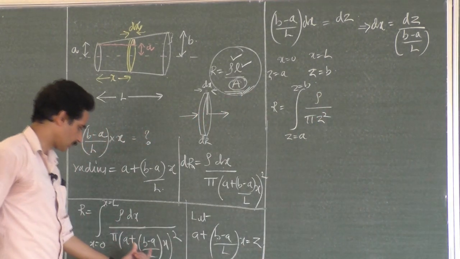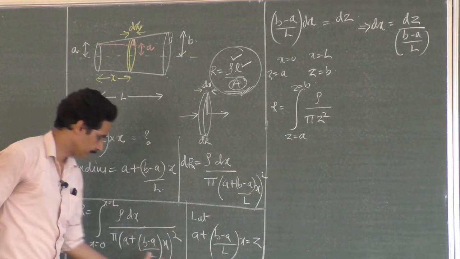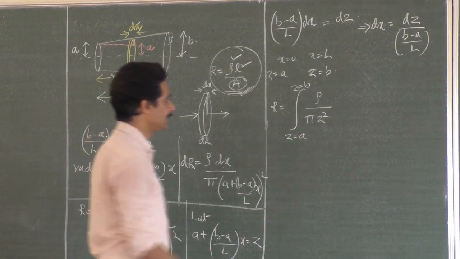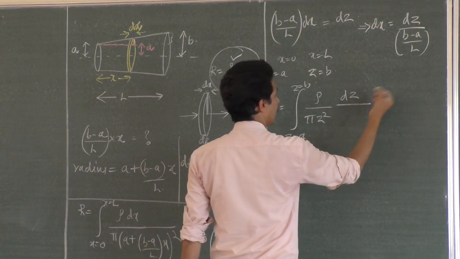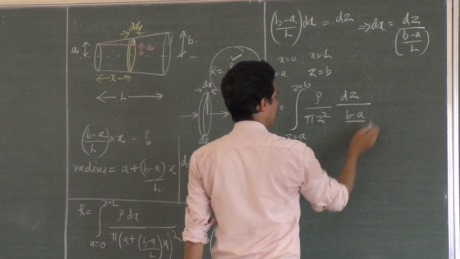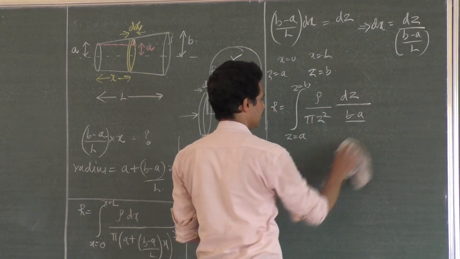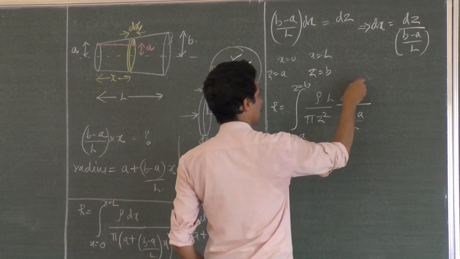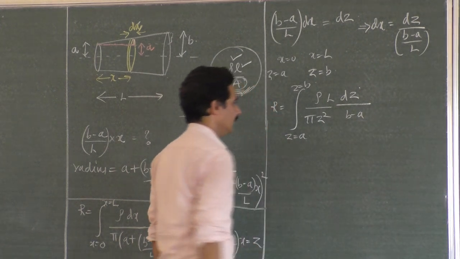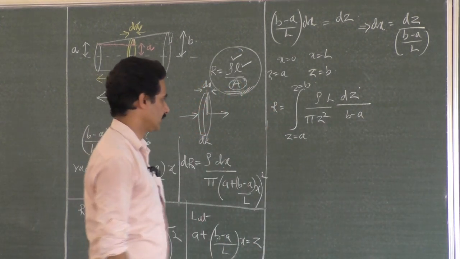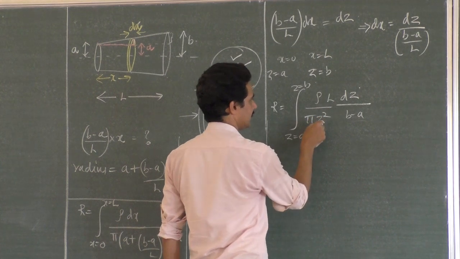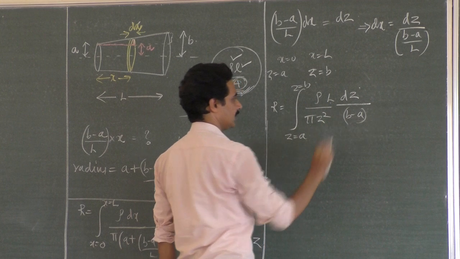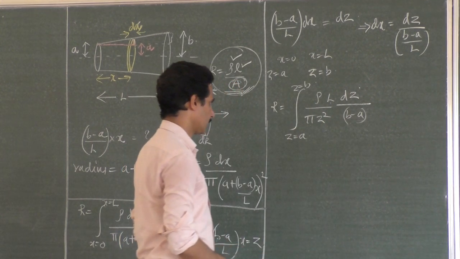This is pi z square, because the whole thing is taken as z, pi z square, and instead of dx you have to write dz divided by b minus a by L. So shall I write that b minus a by L here? By L, this L goes to the numerator, so b minus a. Now it becomes easy for the integration, because it is only z which is variable, and rho, L, b minus a, pi, every term is a constant.